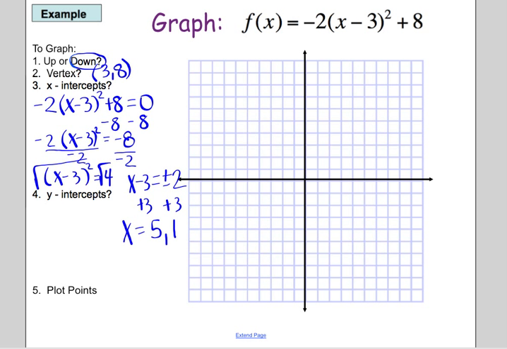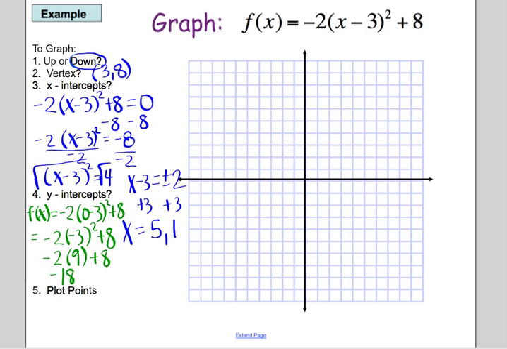To find the y-intercept, we're going to make x 0 and solve for y. So we'll have -2 times 0 minus 3 squared plus 8, which is -2 times -3 squared plus 8. We have to follow the order of operations here, so we're going to do our squaring first, and we get 9 inside the parentheses. Now the multiplying, so we get -18 plus 8, and we can see our y-intercept here is at -10.